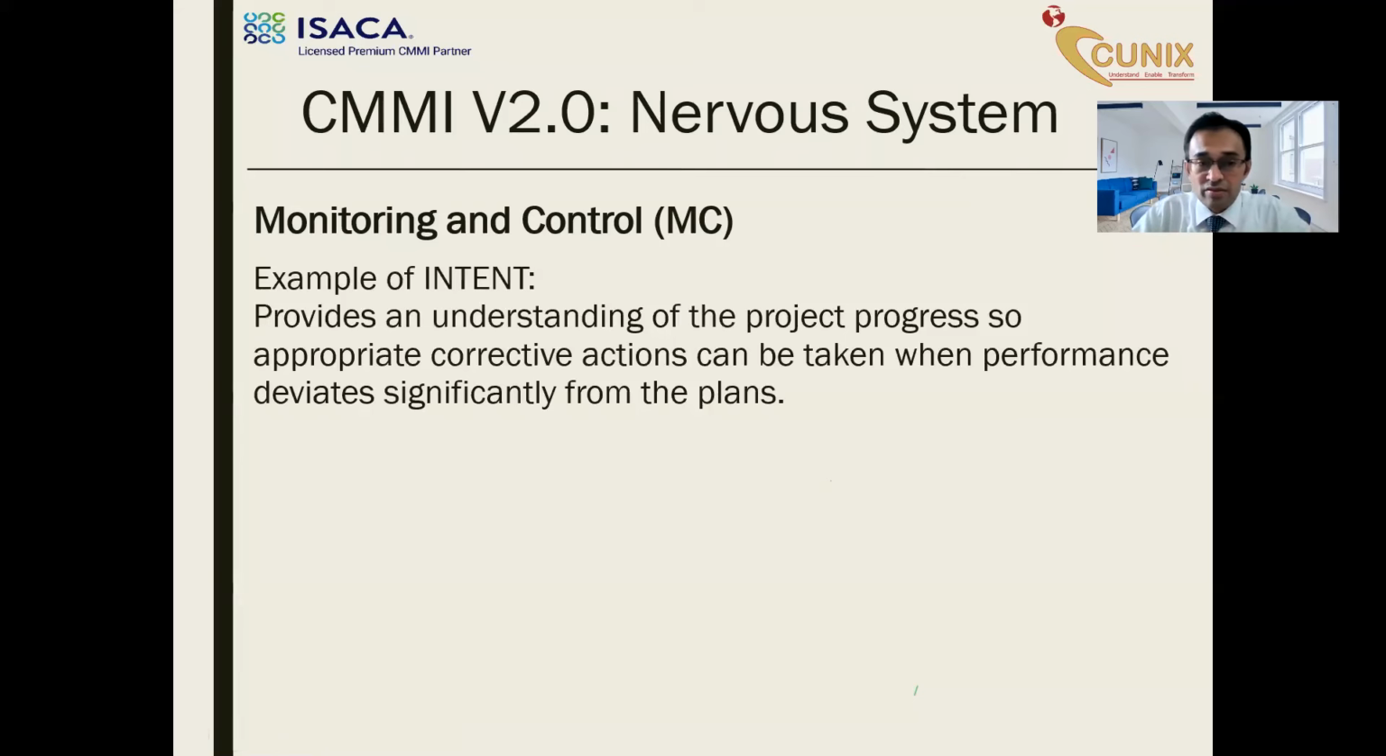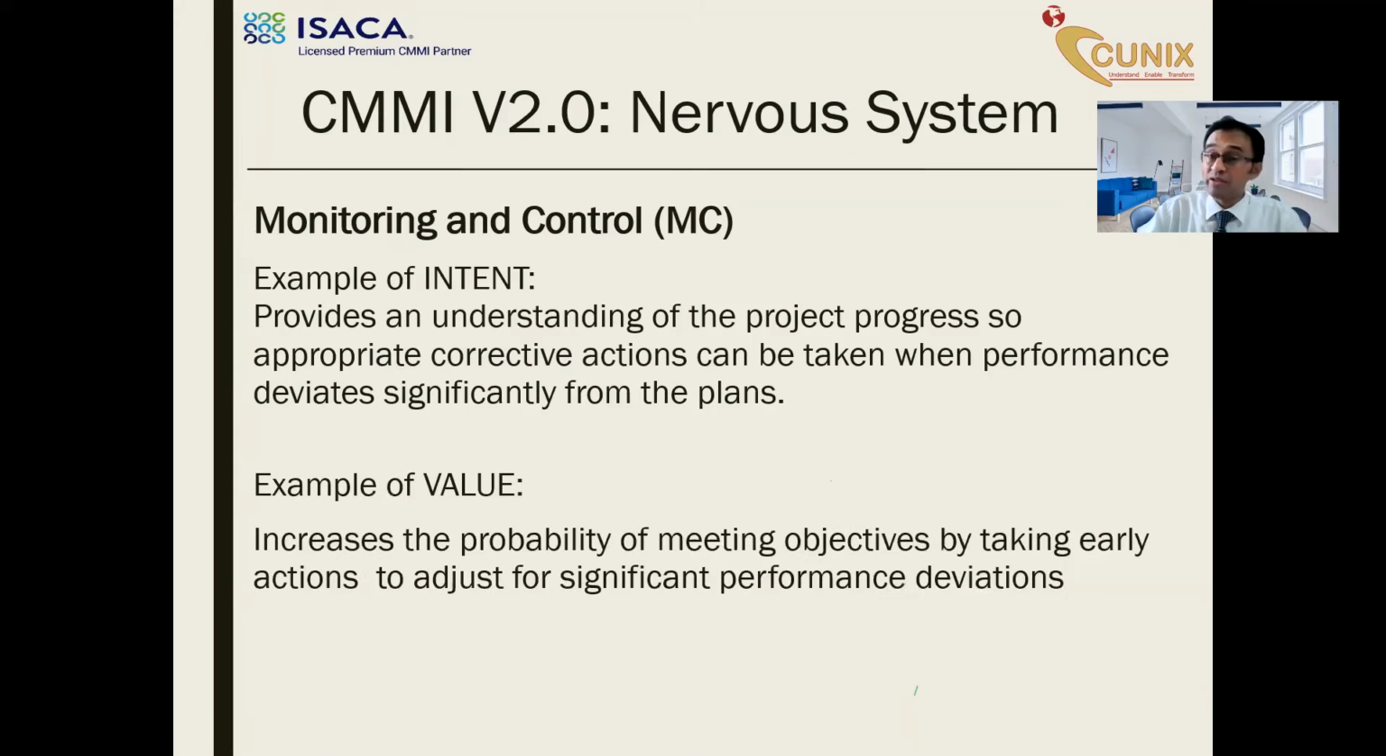So the intent statement says, provides an understanding of the project progress so appropriate corrective actions can be taken when performance deviates significantly from the plans. So your intent is to take appropriate corrective actions, and that also take them on time. What is the value out of doing that? Let's read that also. So the value is, it increases the probability of meeting objectives. Please focus on the word objectives. It increases the probability of meeting the objectives by taking early actions to adjust for significant performance deviation.